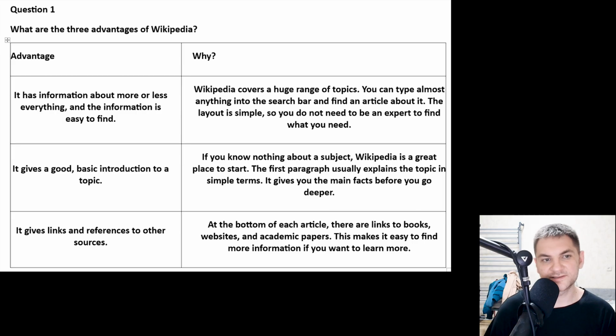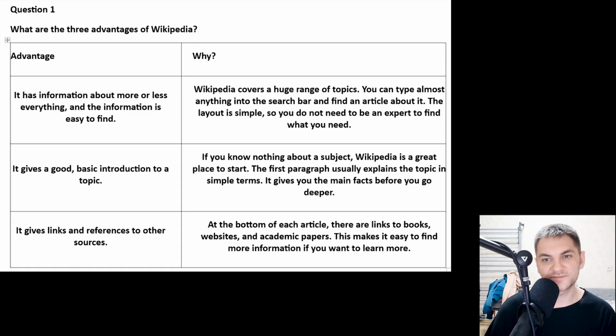Let's take a look at the answers. Question 1. What are the 3 advantages of Wikipedia? It has information about more or less everything, and the information is easy to find. So Wikipedia covers a huge range of topics. You can type almost anything into the search bar and find an article about it. The layout is simple, so you don't need to be an expert to find what you need. Next, it gives a good basic introduction to a topic. If you know nothing about a subject, Wikipedia is a great place to start.